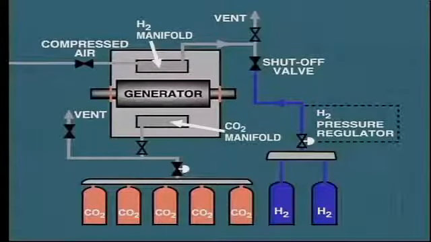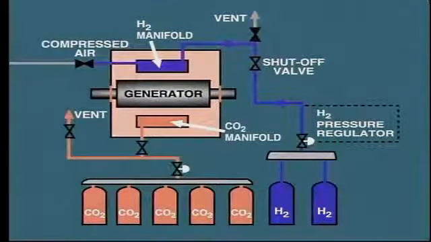Initially, the generator will be full of air. CO2 will then be admitted at the bottom manifold to push the air out of the top. When all air has been expelled, hydrogen will then be admitted from the top manifold, forcing CO2 out of the bottom. This is quite a tedious process and requires much care and attention from the operator. Make sure that you learn the specific procedures for your particular generator.